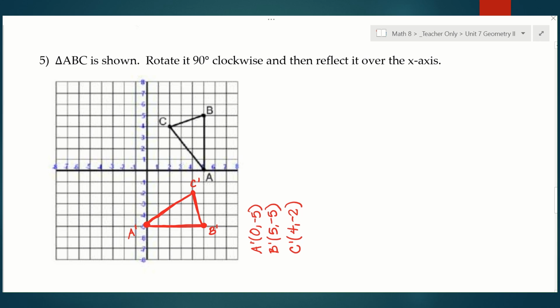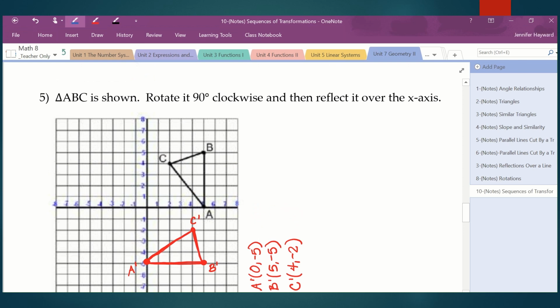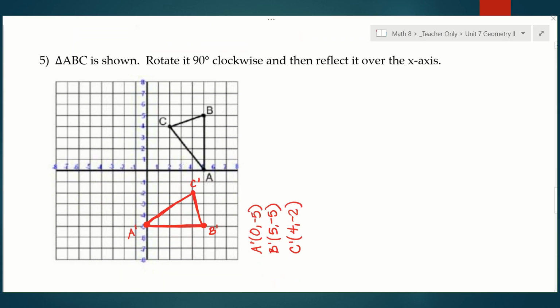Okay, so there is your rotated triangle, 90 degrees. Then we have to reflect that over the x-axis. So we're going to count. Let's start with A. A is 5 away from the x-axis, and so 5 in the opposite direction means A double prime is going to be up here. It's very nice when they have numbers on the graph, less counting.